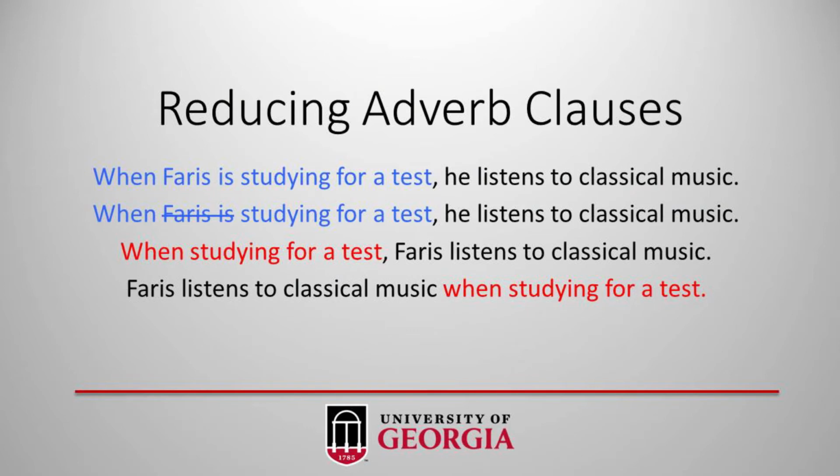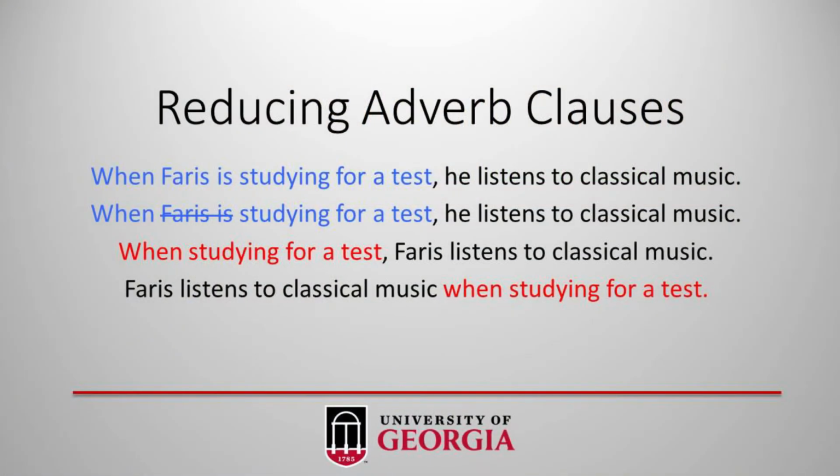In this case, I would remove Ferris and the be verb is. So when Ferris is studying for a test, he listens to classical music becomes when studying for a test, comma, Ferris listens to classical music. Okay, just like before, the placement of my adverb phrase is flexible. I could also put this at the end of the sentence and say, Ferris listens to classical music when studying for a test.